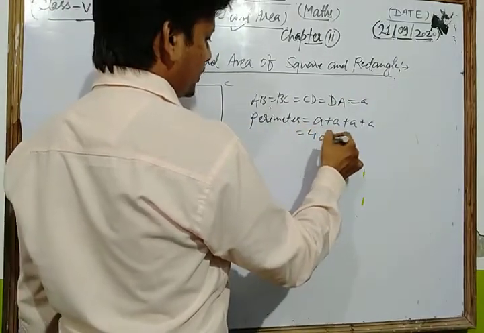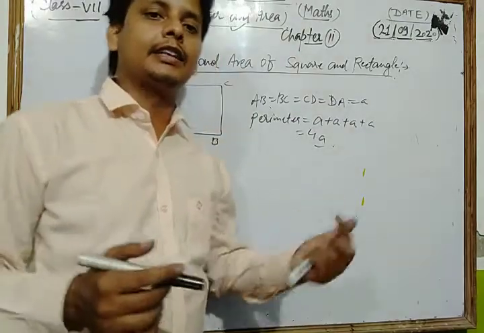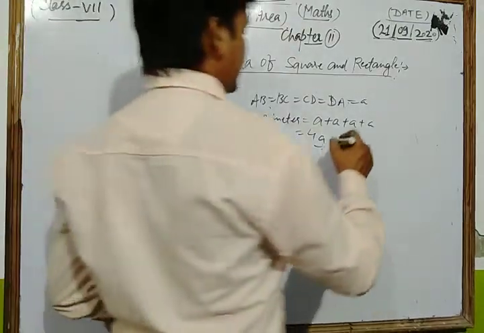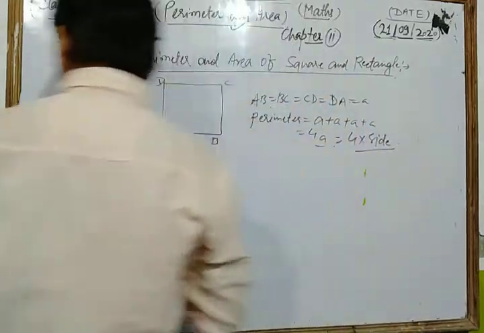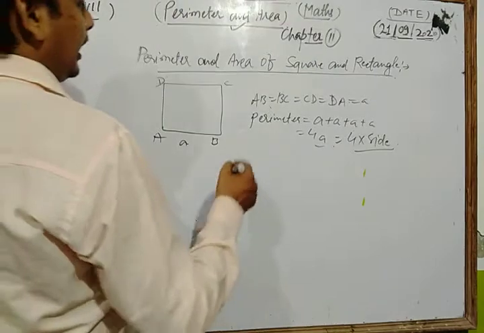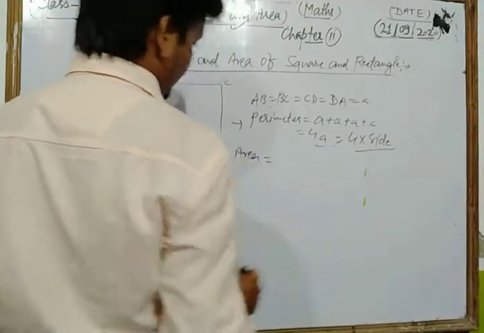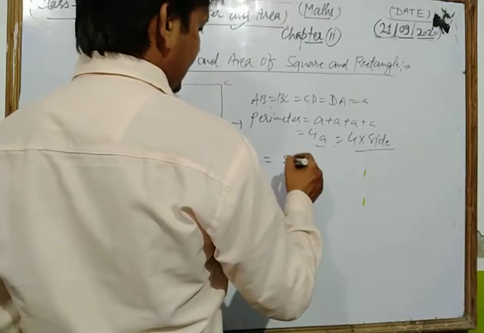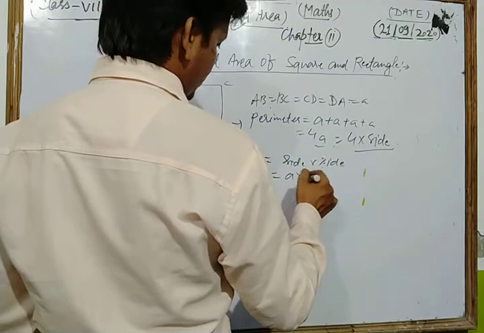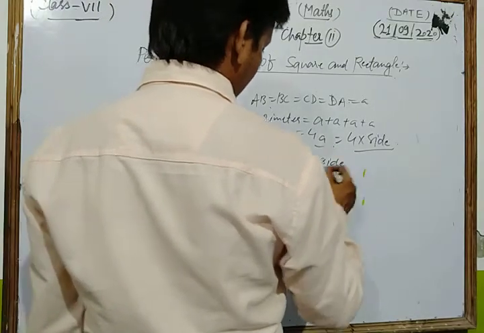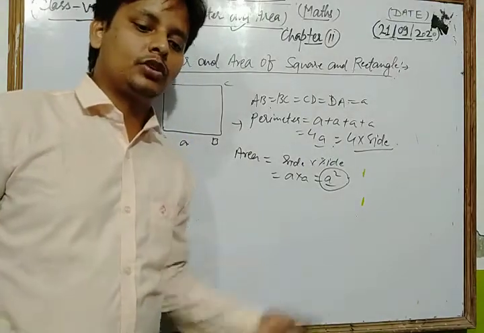So the perimeter of the square is 4 into side, 4 into A, where A is each side of the square. This is the concept of the perimeter of the square. Now the area of the square. The formula for the area of the square is side into side, means A into A, means A square. This is the formula to calculate the area of the square.